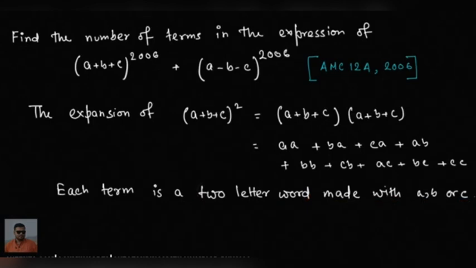We are creating two-letter words by selecting any two letters of a, b, and c. And you can notice that the letters can repeat as well. Like we can use both of them as a, or both as b, or both as c, or any two of them can be different as well. So without any restriction, each term is a two-letter word, and we are taking all possible combinations of this.